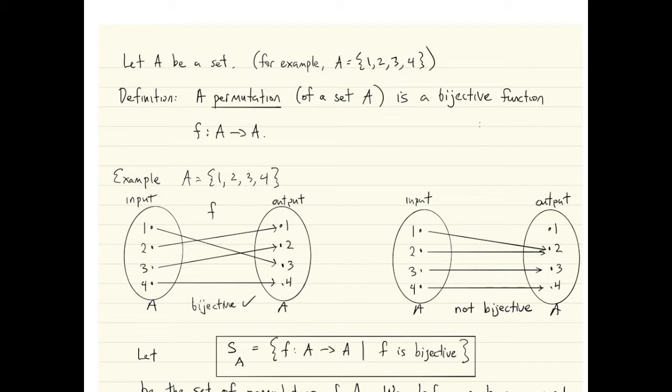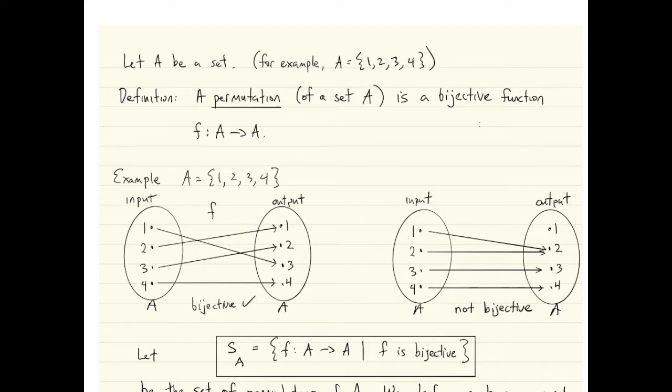In this video, we're going to introduce an important group called the symmetric group on a set A. Okay, so let A be a set, and for example, A could be the set of integers 1, 2, 3, and 4. Then the first thing we need to define is a permutation of the set A, and that's simply a bijective function f, for example, from A to A.